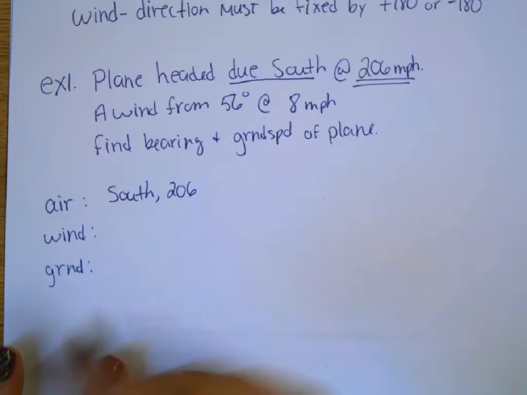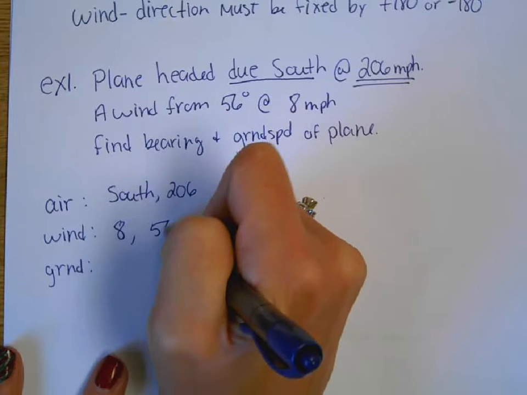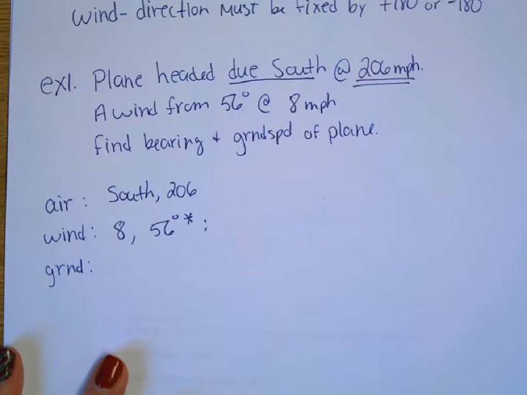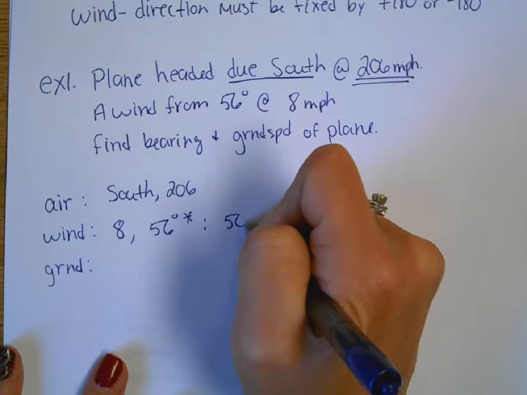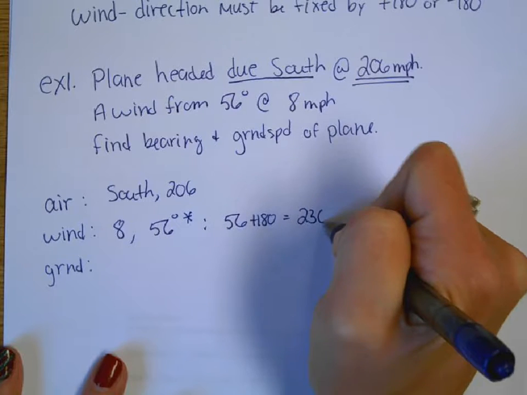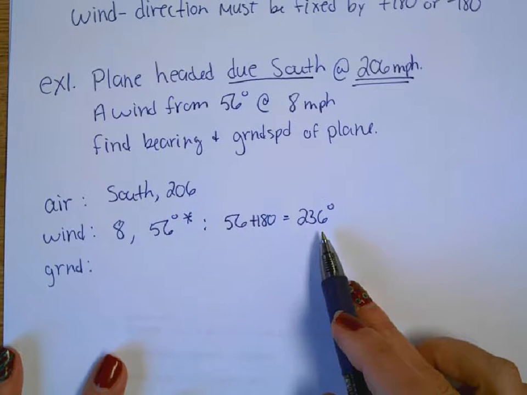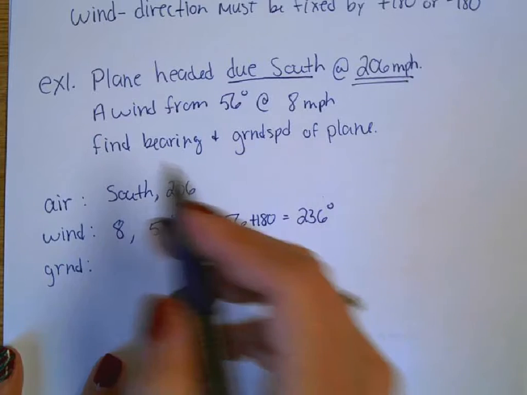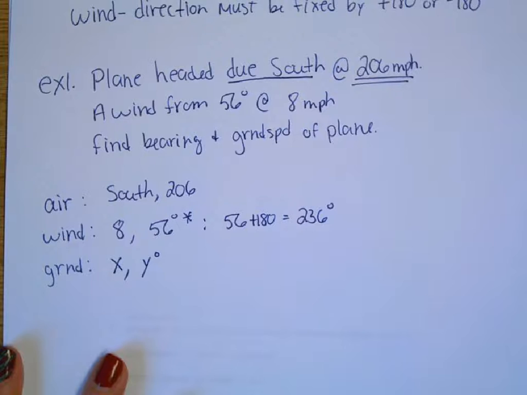Wind is easy to pick out. 8 miles per hour, but 56 degrees. Wind always has to get fixed. How are we going to fix the 56 degrees? We can add 180. So 56 plus 180 is 236. So it's blowing from the 56 degrees. It means it's going to push it in the direction of 236 degrees. And we want both things about the ground speed vector, how fast it's going and its direction. We don't know either one of those.